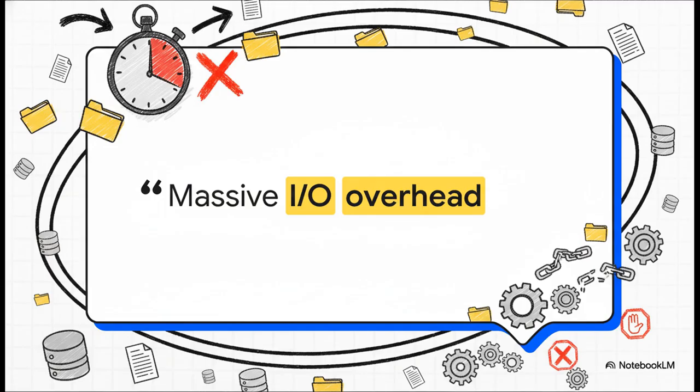Every time your query engine needs to look at a file, there's a cost. It has to find the file, open it, read the metadata, get the data, and then close it. Now, when you have to do that for thousands or even millions of tiny files instead of just a few big ones, you get what we call massive I/O overhead. Your engine is spending way more time just managing the files than it is actually reading the data. And that is what just kills your performance.